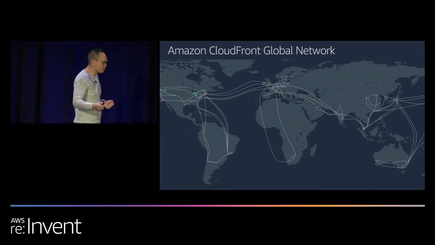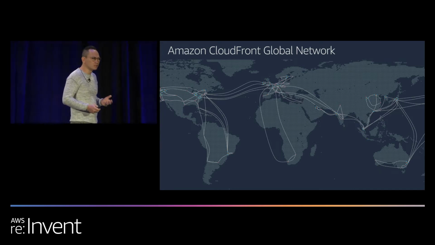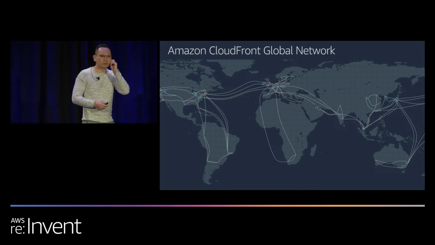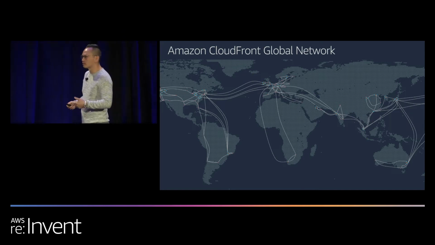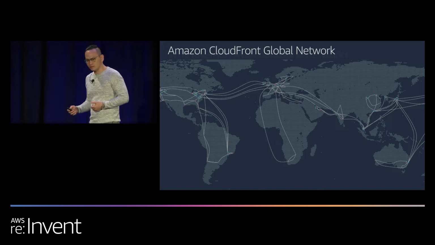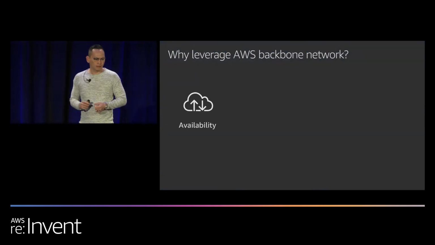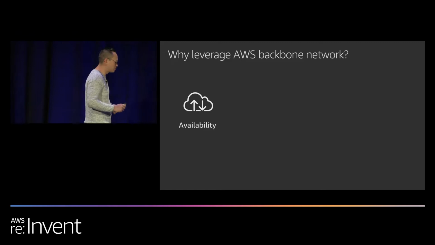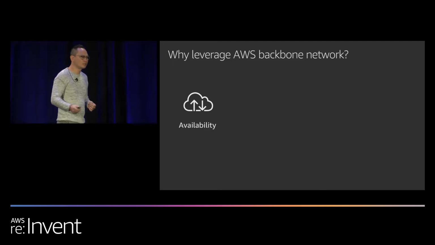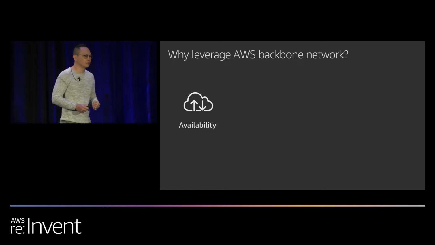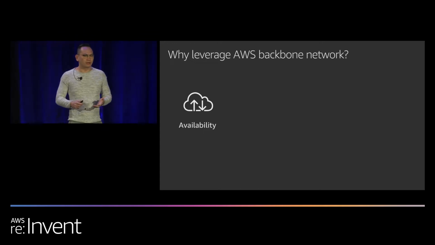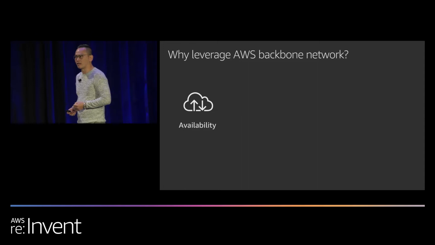So to me, the backbone network is kind of like having a sophisticated metro system. It allows us to provide that reliable performance to our customers, right? And let's take a look a little bit deeper about some of those benefits. Okay, so I mentioned reliable performance, but the first point I want to talk about here is availability, right? Having a backbone network allows us to provide better availability in terms of that network path.